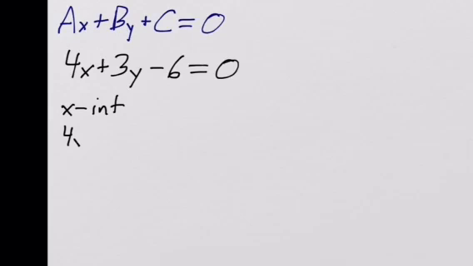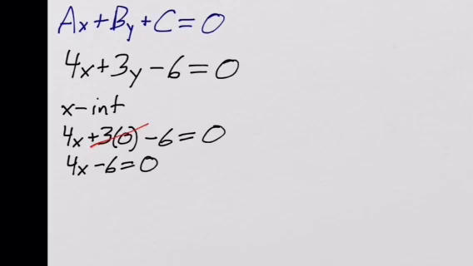So I get 4x plus 3 times 0 minus 6 equals 0. Well, 3 times 0 just goes away. So I get 4x minus 6 equals 0. Add 6 to both sides. Get 4x equals 6. And then divide both sides by 4. And with some cancellation, I get x equals 3/2.